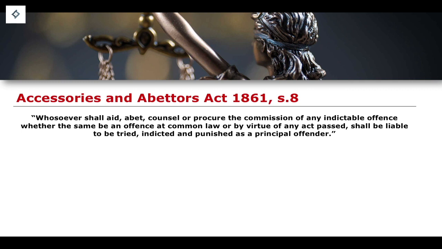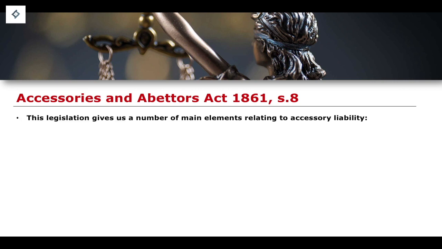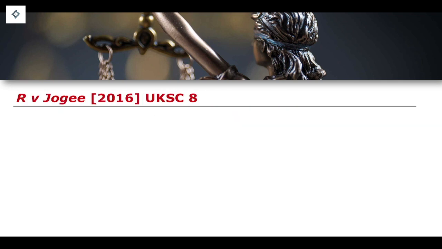It doesn't matter what kind of offence it is, whether it is a common law offence, for example, like murder, or whether it may be a statutory offence, by virtue of any act passed, for example, sexual offences. Ultimately, the legislation gives us the main elements. We have aiding, abetting, counselling, and procuring. These are the different ways in which an individual may be liable as an accessory to an offence.